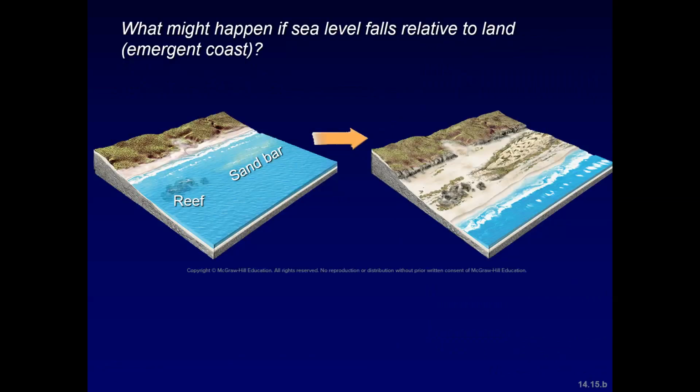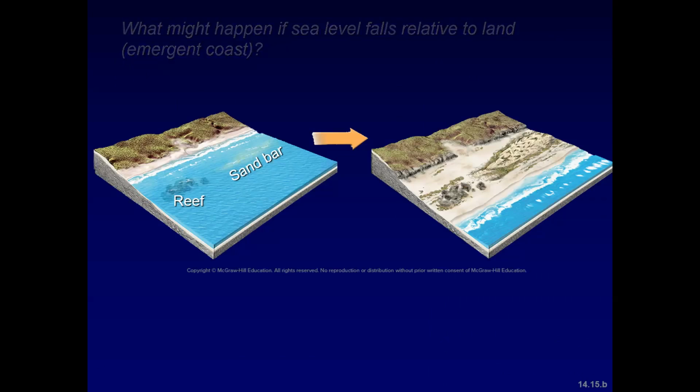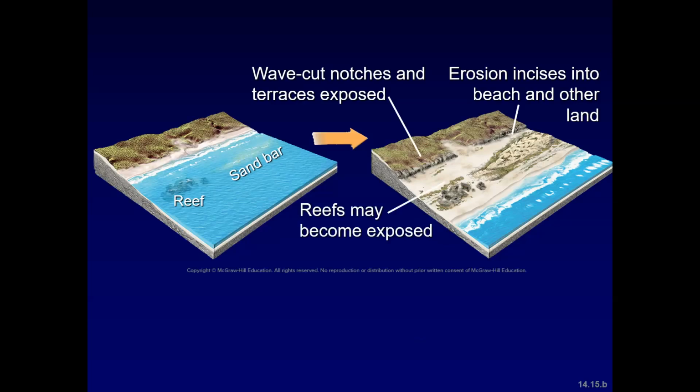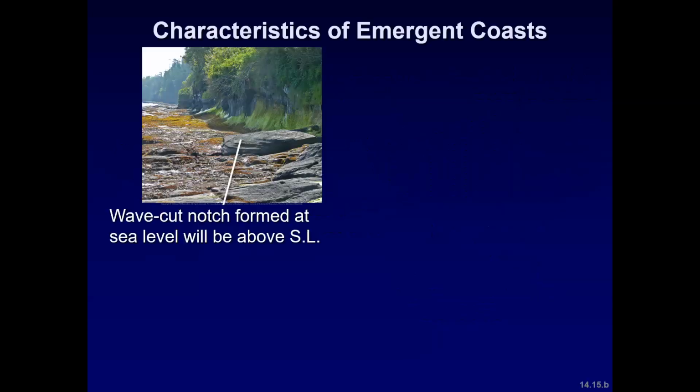What happens if sea level falls? So we have a reef and a sandbar on the left. With less sea level, you could get erosion and sizing into the beach and other land. Obviously, a lot more beach is going to exist, and we see this in the Great Lakes pretty often. More beach, less beach. You could have exposure through wind erosion of wave-cut notches and terraces. And the reefs as well may become exposed on land. Sandbars themselves can become coastal dunes.